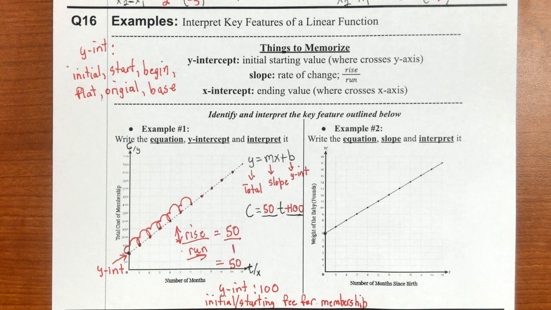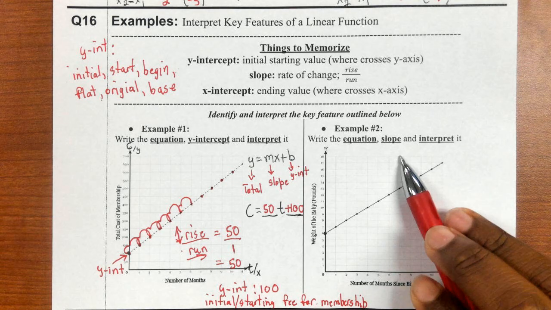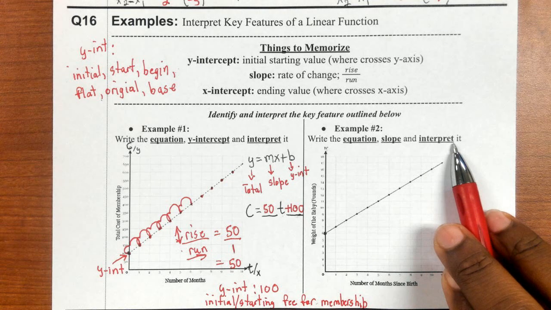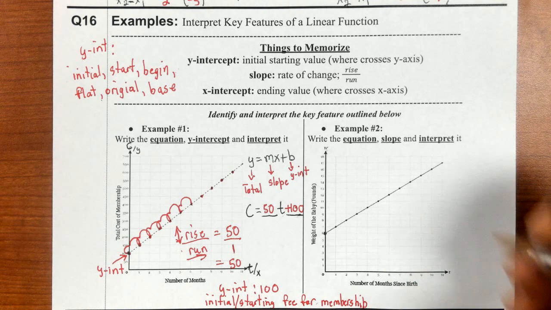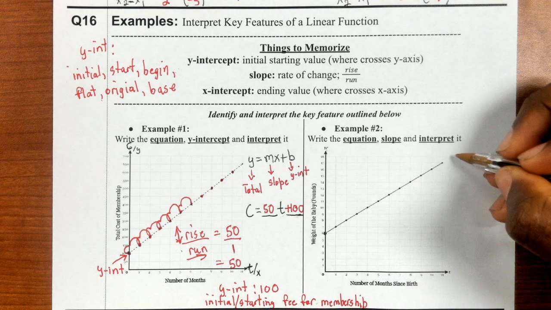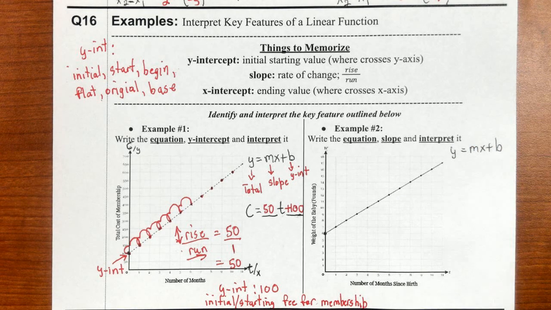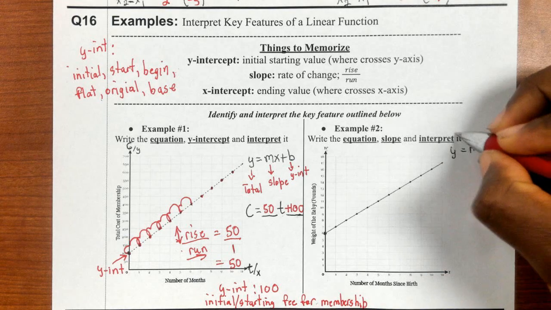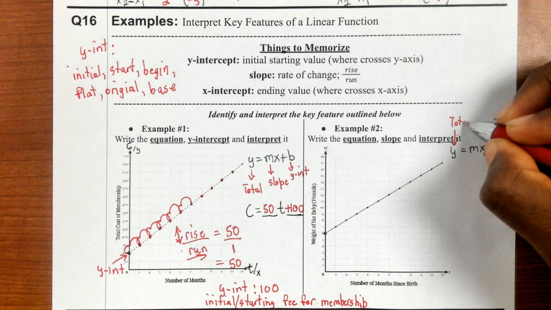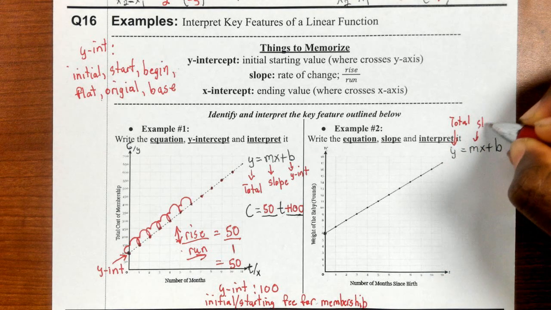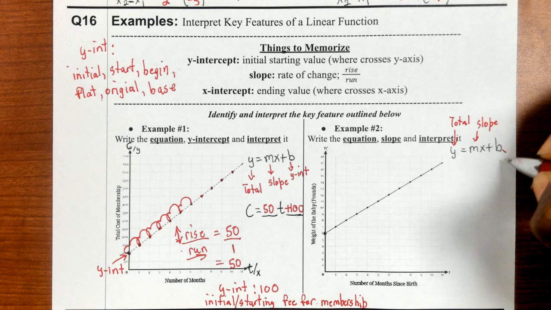So the next one says, again, write the equation, and then in this case, we're looking for the slope and interpret what it means. Okay, so again, whenever we're writing the equation of a line, it needs to be in the form y equals mx plus b, all right? And we know that y is that total, m is the slope, and b is your y-intercept, okay?